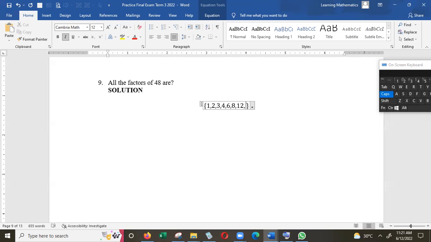And the next number is 24. 24 can go into 48 twice. And finally, 48 is a factor of 48. So these are the factors of 48: 1, 2, 3, 4, 6, 8, 12, 24, and 48. You must use curly brackets for that.